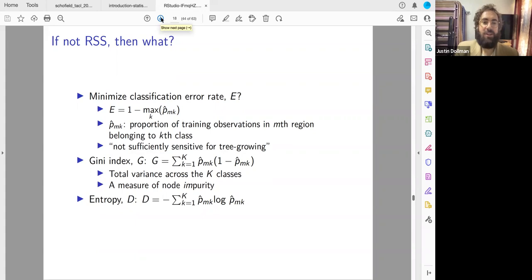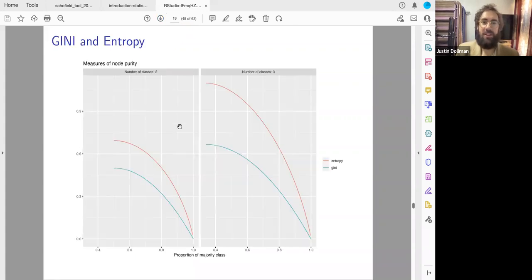An alternative to a Gini index is entropy, which I'm not going to go into the equation because I think it's easiest to just look at these. So I made these graphs, where this is just what it looks like. So you have a two-class case.